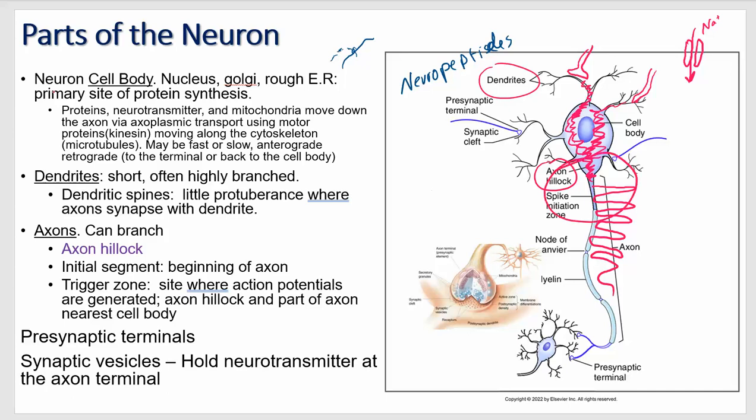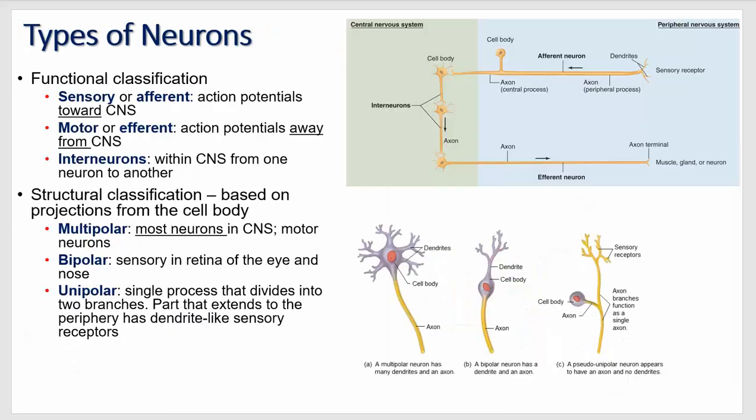This whole area is the initiation or trigger zone, and that's where the whole process begins. So it's the site where action potentials are generated: the axon hillock, and the part of the axon nearest the cell body. Then we move down here to the axon terminal. If it's synapsing with something else, then it's presynaptic, and then you have the synapse, and then the next neuron or muscle or gland that it's synapsing with. And the synaptic vesicles hold the neurotransmitter at that terminal.